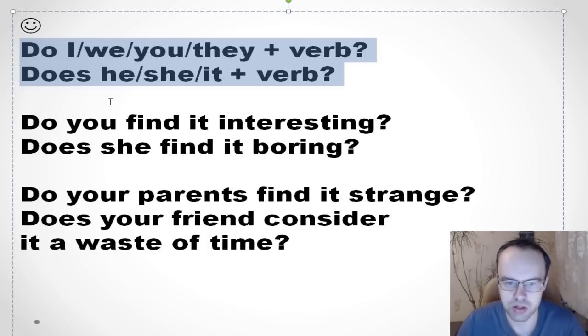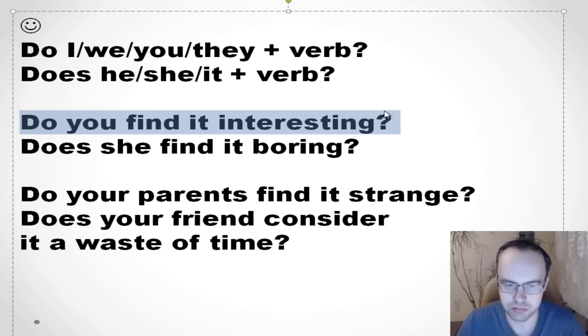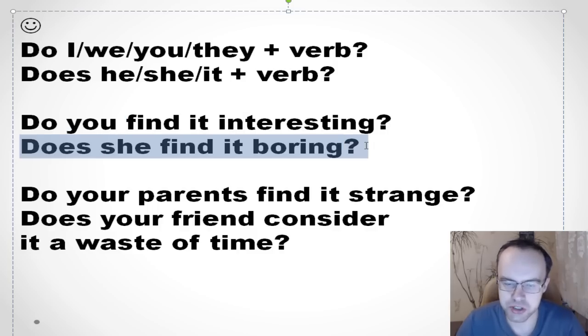For example, do you find it interesting? We have you, so we use do. Do you find it interesting? Does she find it boring? We have she, so we use does. Does she find it boring?